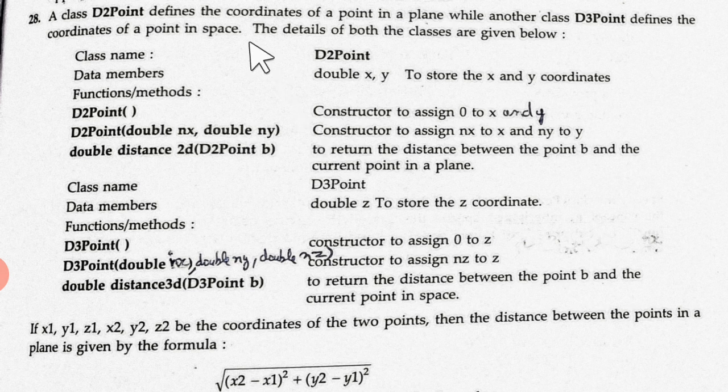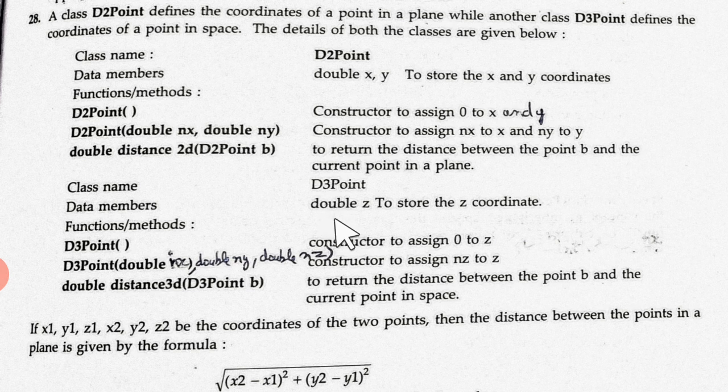This program defines D2Point, which defines the coordinates of a point in a plane, while another class, D3Point, defines the coordinates of a point in space. So these classes are basically representing points. D2Point represents a point in a plane, and D3Point represents a point in space. A point in a plane has two coordinates, x and y, so two data members here. Now D3Point represents a point in space, which contains three coordinates x, y and z.